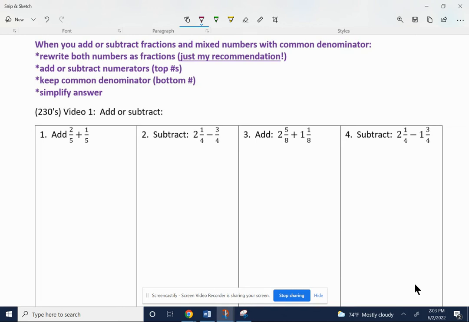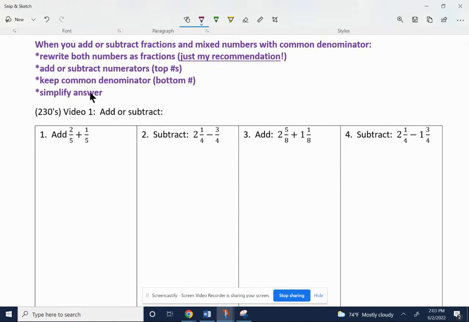Okay, this set of problems is over adding and subtracting fractions and mixed numbers with common denominators. Always more than one way to do a problem. I'm going to suggest you write both numbers as fractions first. Then add or subtract the tops and keep the denominator the same, because you would be adding two numbers with the same denominator. Then simplify.